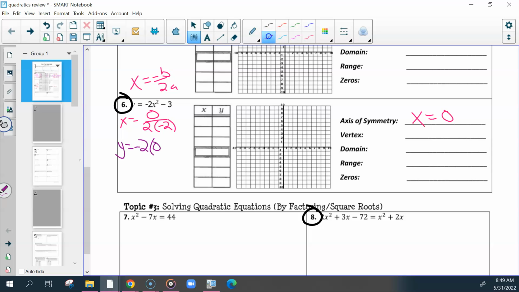If I were to put 0 in for my x, what would my y be? -3. So this will be the point 0, -3 for our vertex.